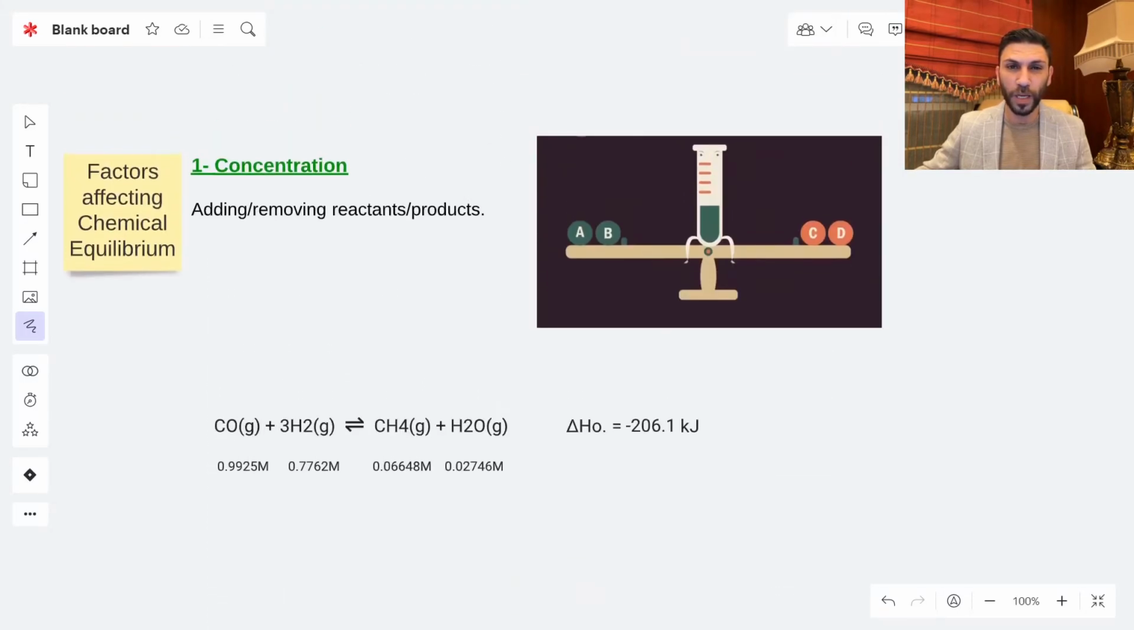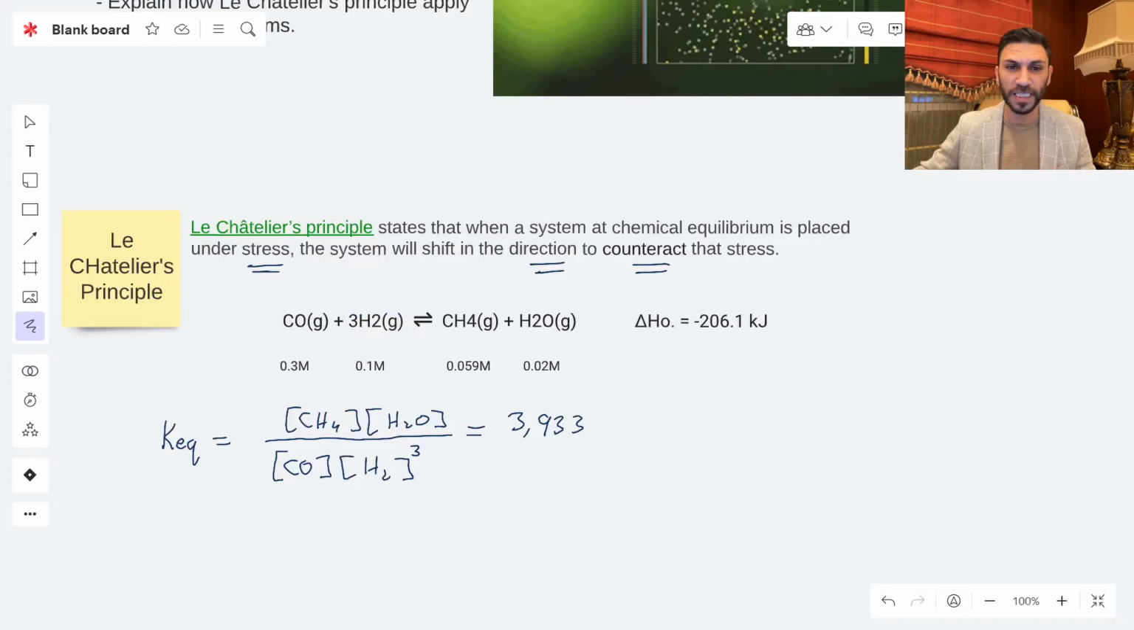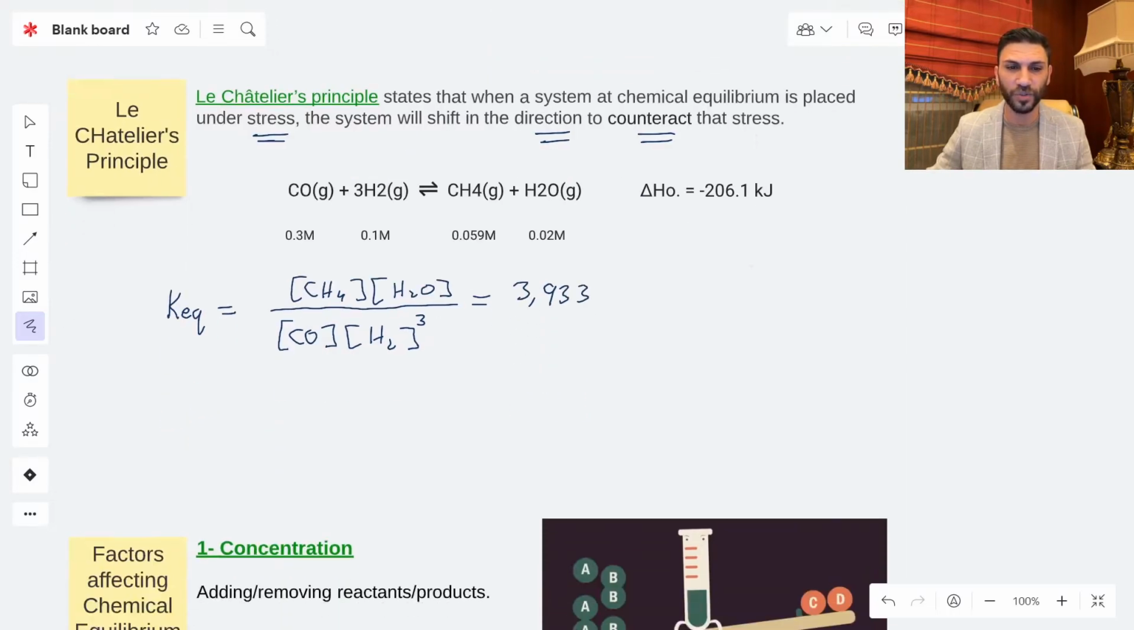So now we are understanding more the Le Chatelier's principle. Whenever you have a chemical equilibrium and you are doing an external stress to this chemical equilibrium, this system will shift to the direction to counteract that stress, to resist the stress.